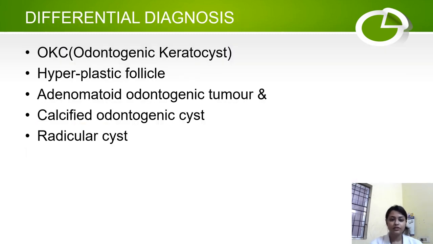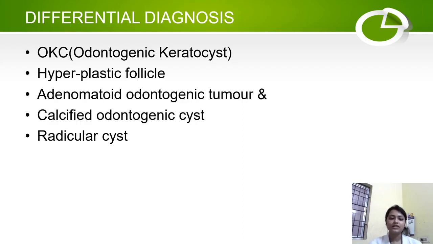Coming to the differential diagnosis, there will be many differential diagnoses. First important differential diagnosis can be OKC. Why OKC? Because sometimes OKC also occurs in relation to an unerupted tooth. So at that time the dilemma can occur. Second, hypoplastic follicle. Adenomatoid odontogenic tumor. Sometimes if it is occurring in the canine in the anterior region of the maxilla, we will have a diagnostic dilemma with the AOT in radiography. So histopathology is very important to rule out these lesions.